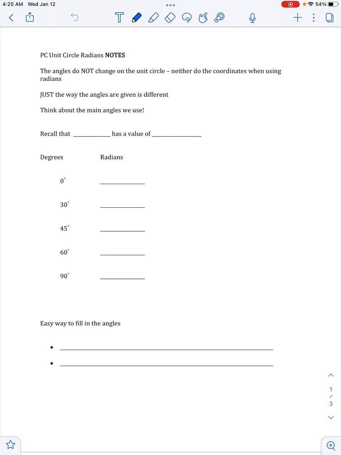All right, so we're going back to the unit circle. We took a day to do conversion, and so now we're going back to do the unit circle, but in radians, because honestly, you need to know radians more than degrees because that's what they use in calc. So the angles aren't going to change. It's just like the temperature. The temperature is not different when it's Celsius versus Fahrenheit. It's just the way you label it that is different. And then the coordinates don't change either.